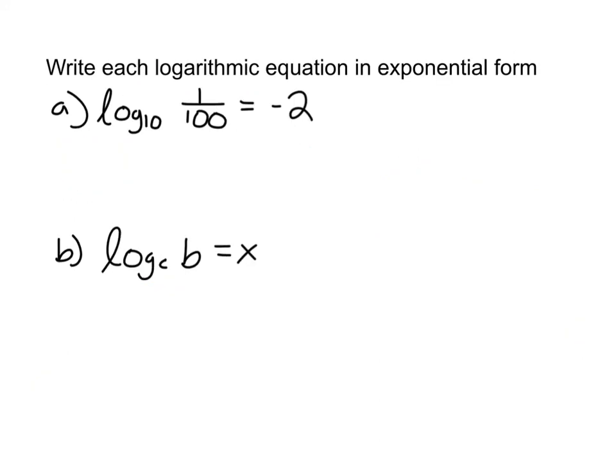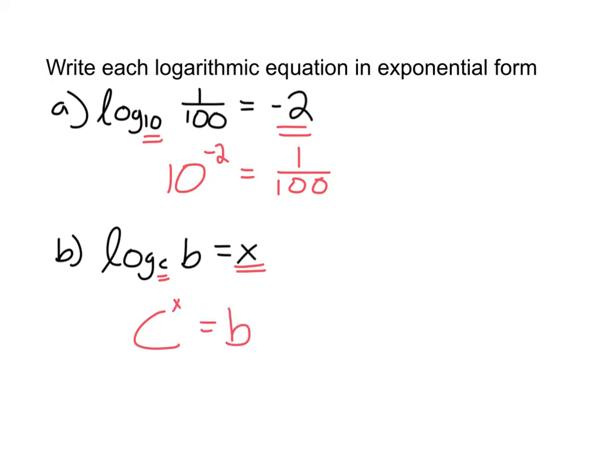Alright, so now let's go ahead and do an example where we're flipping in the other direction. So we have the log form, we're trying to put it into the exponential form. Alright, in this first one, the base is 10. Logs equal exponents, so there's the exponent. This equals 1 over 100. All right, let's do the last example here. So the base is c. Logs equal exponents, so there's the exponent, and that equals b. All right, there are your answers.